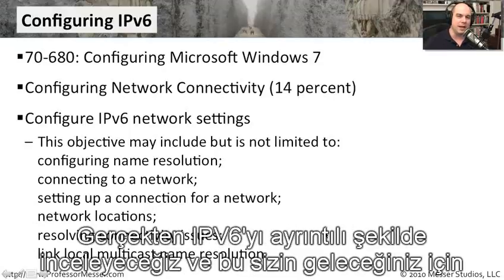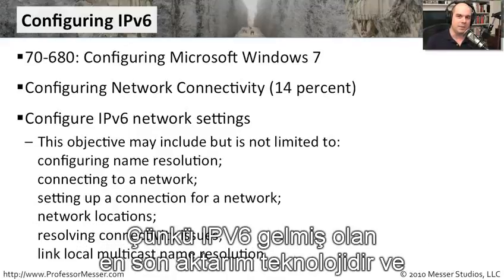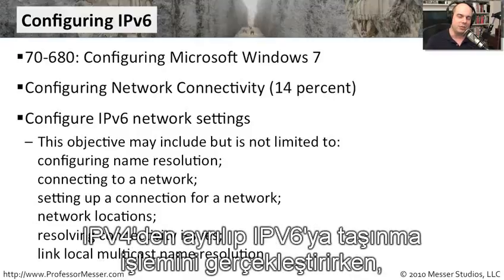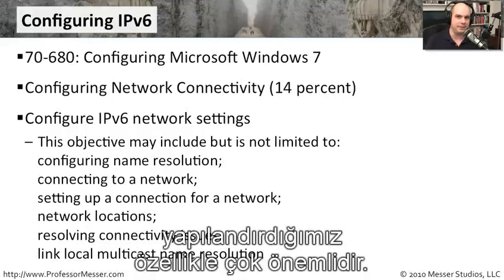We're going to really dive into a lot more about IPv6, and this is going to be very important for you going forward because, of course, IPv6 is the latest transport technology to come along, and as we migrate away from IPv4 and migrate to IPv6, it's going to be especially important we know how to configure our Windows 7 desktops to be able to take advantage of that.